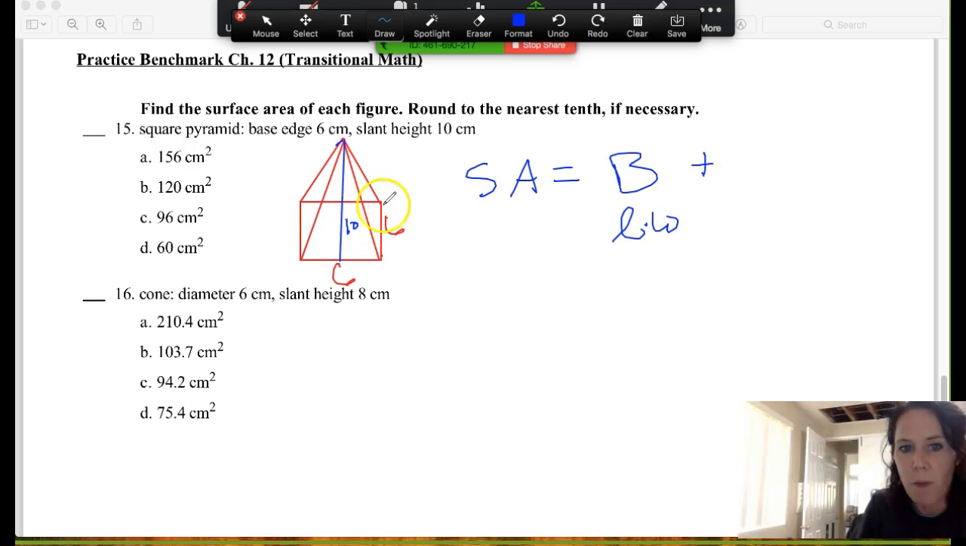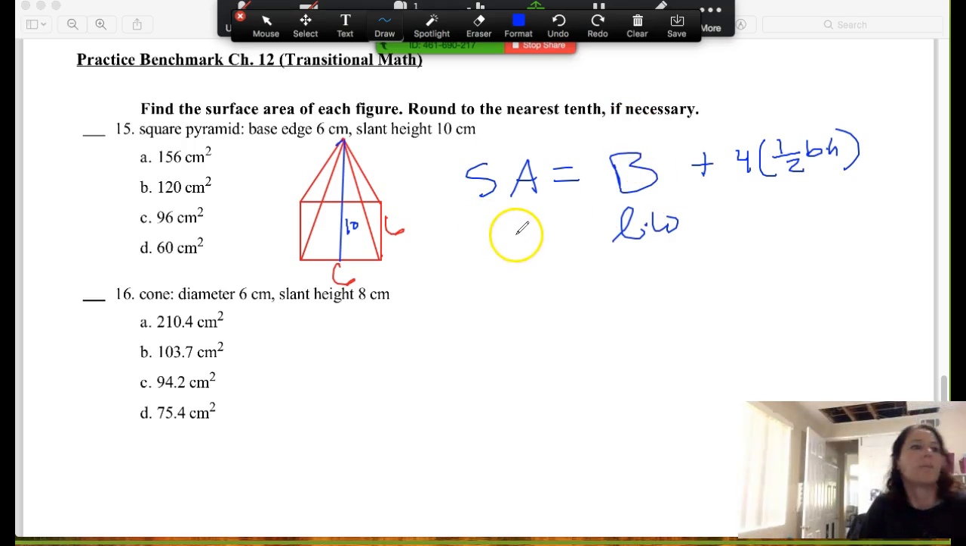Plus, you have 1, 2, 3, 4 triangles. So you could do 4 triangles, and you have a triangle. The area of the triangle is 1/2 the base of the triangle times the height of the triangle. Base meaning little b for base, and height would be that slant height or the front. Now the area formula that we give you on the sheet looks like this.